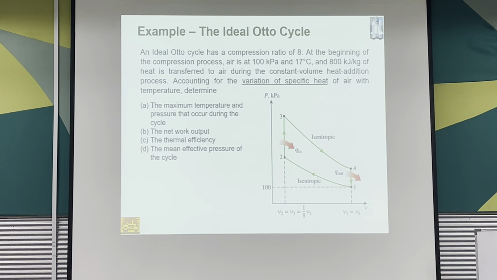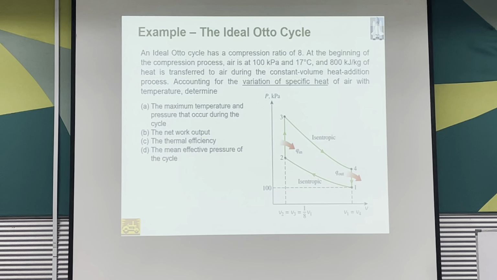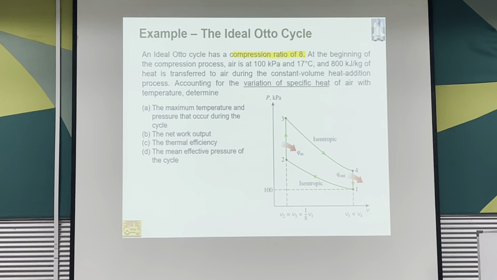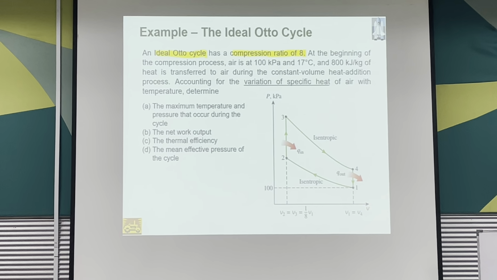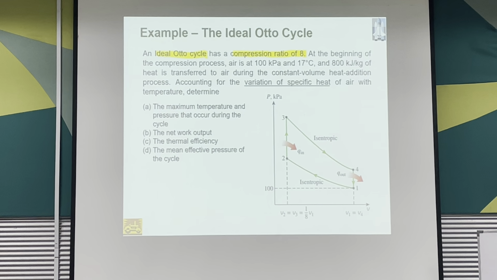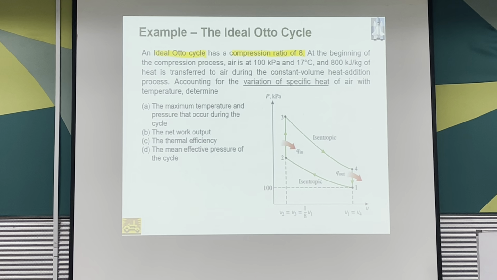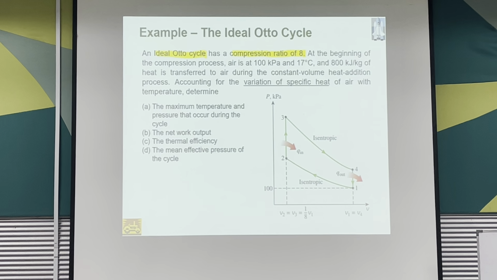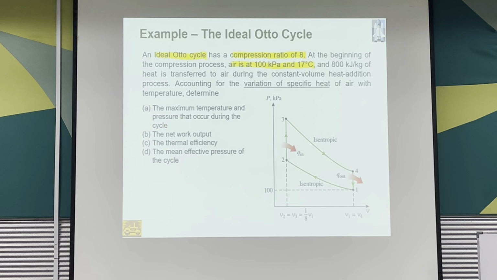Okay, so we are solving an ideal Otto cycle here. Let's read the question. An ideal Otto cycle has a compression ratio of 8. So here you need to note down that you have an ideal Otto cycle and a compression ratio of 8, so you are given r equals 8. At the beginning of the compression process, meaning state 1, air is at 100 kilopascal and 17 degrees Celsius.